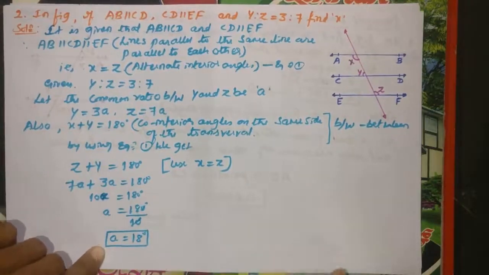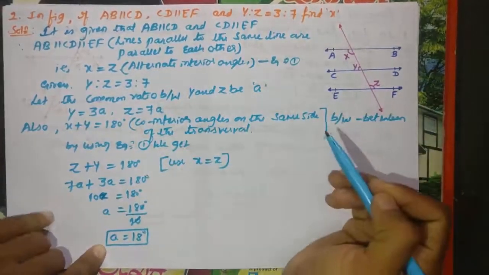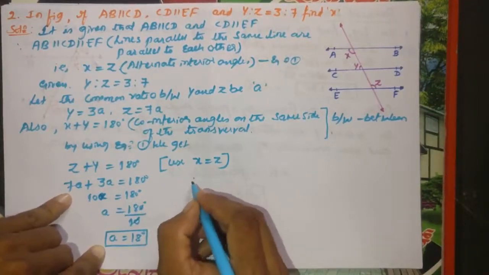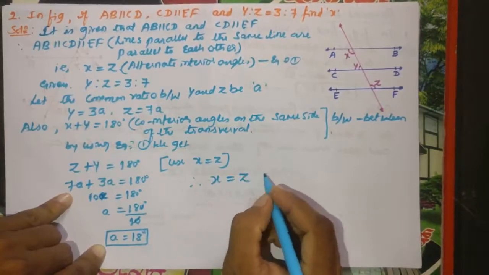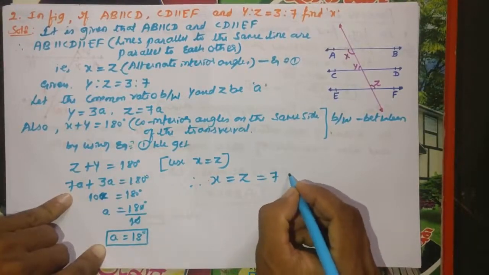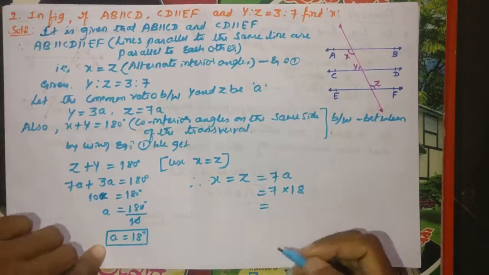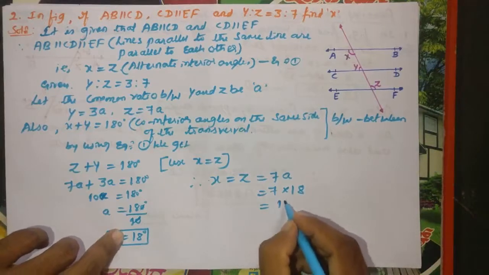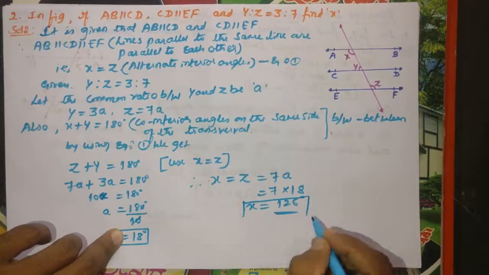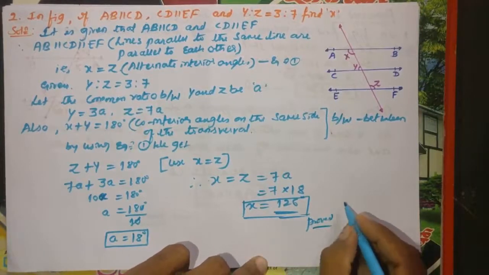Let us see now. We need to find the value of x. x is equal to z, as I told. Therefore, x is equal to z, which is equal to 7A, that is 7 into 18, which is 126 degrees. Therefore, the angle x is 126 degrees. Proved. This is the right answer.